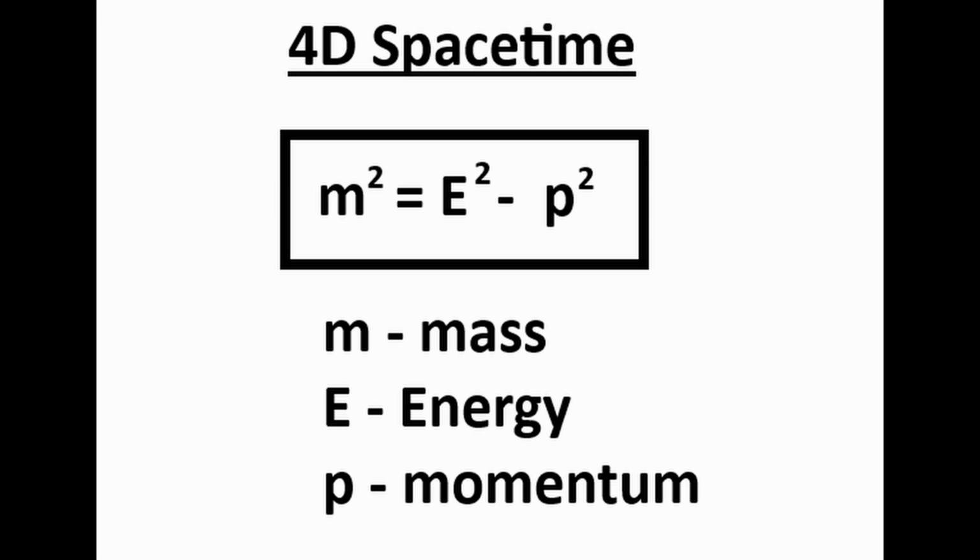This relationship is: the mass squared is equal to the energy squared minus the momentum squared. Notice that mass is constant, so if the momentum of an object goes up, that means the energy of the object must also go up to ensure that we get the same value for mass. If momentum goes down, that means the energy of the particle must also go down.